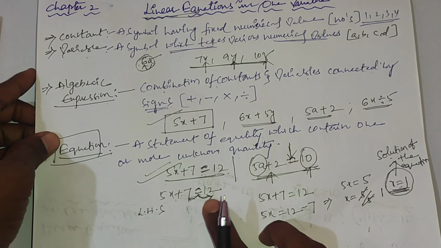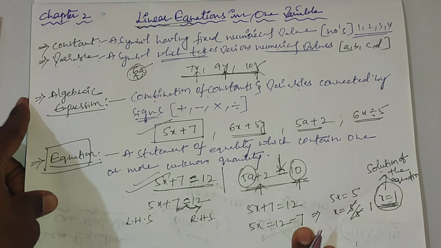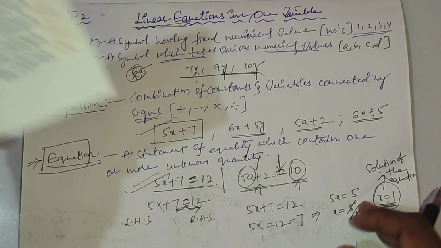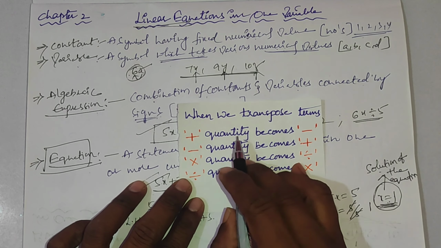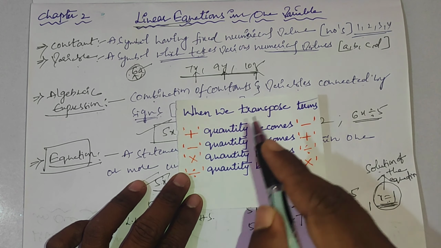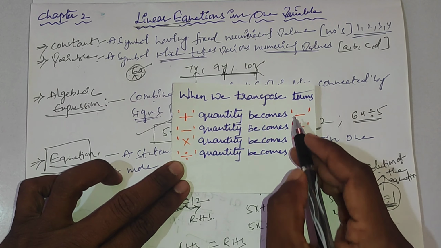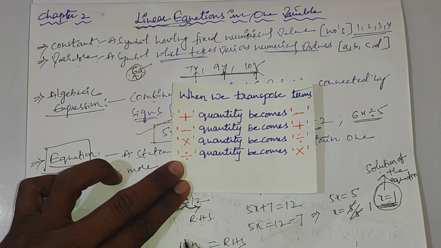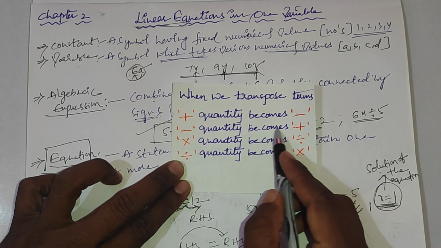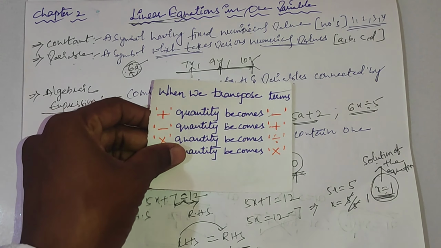Okay. So in the previous class, what we discussed here, we did transpose, right? So plus becomes minus. When we transpose terms, we have some conditions. While converting LHS to RHS, while we are moving from LHS to RHS, a plus quantity becomes minus. Here plus becomes what? Minus. Then a minus quantity becomes what? Plus.